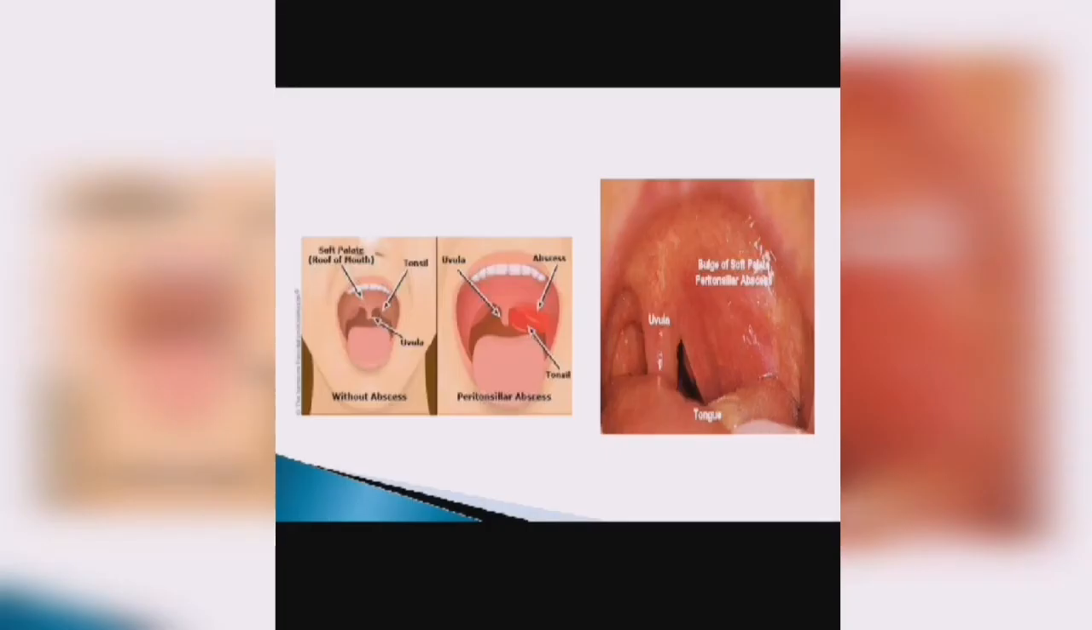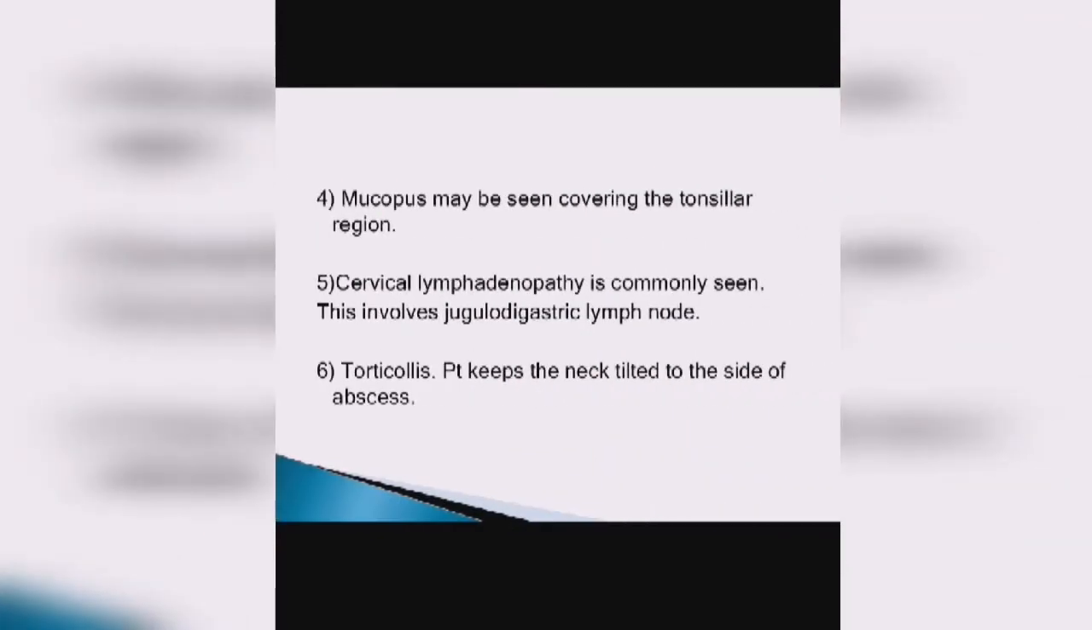You can see here the soft palate, roof of the mouth, tonsils, and uvula without abscess. With peritonsillar abscess, the uvula and soft palate are very sore and the abscess is formed. Mucus may also be seen covering the tonsil region, and cervical lymphadenopathy is commonly seen. This involves the jugulodigastric lymph node, and torticollis, where the patient keeps the neck tilted to the side of the abscess.